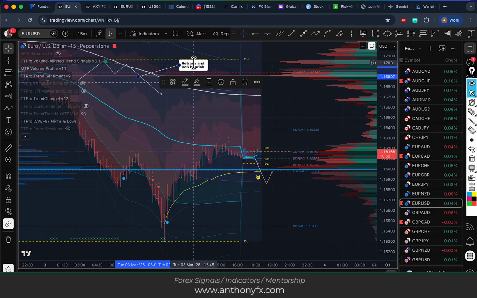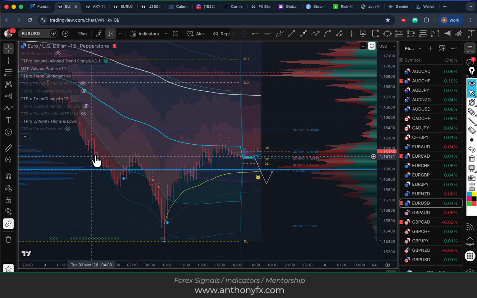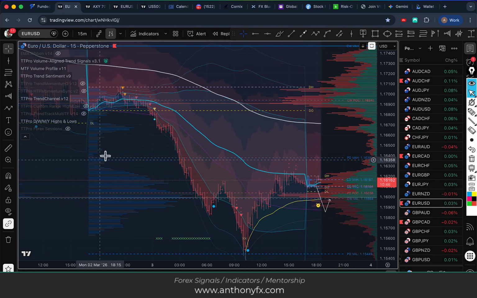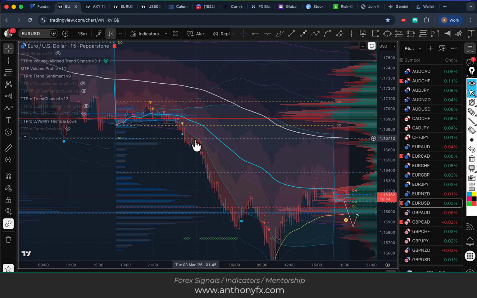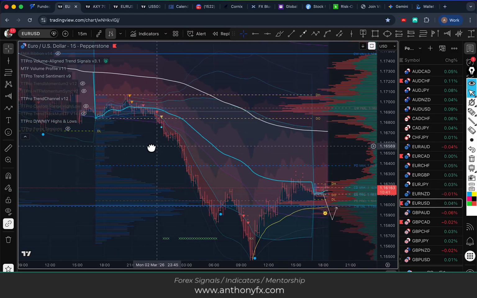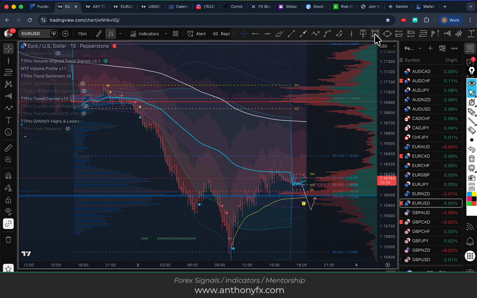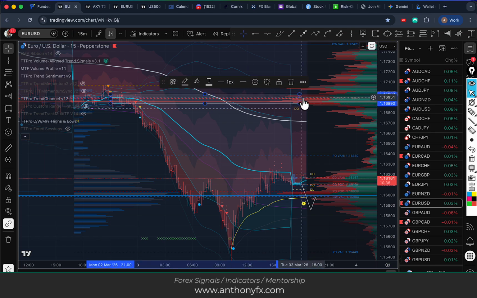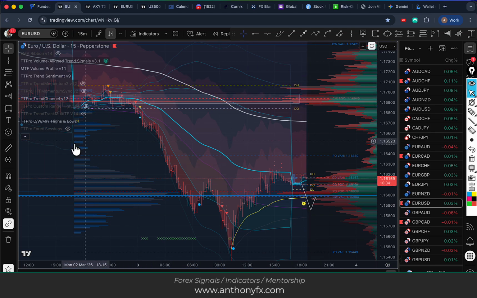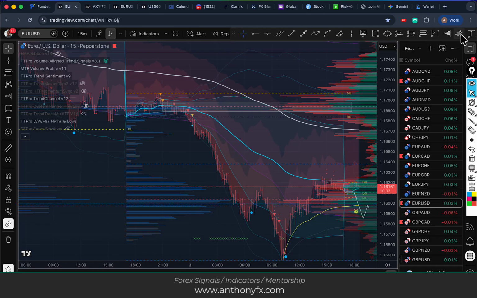Okay, that didn't work yesterday, the pullback. So rather than waiting for a signal, this is what you can follow instead. Look, see, this is yesterday here. There's your volume profile. There's exactly what we're doing now.